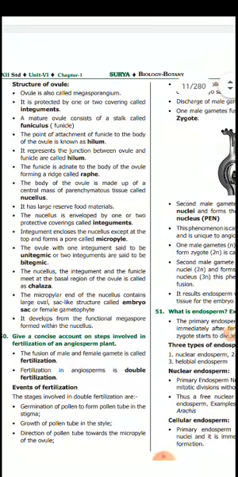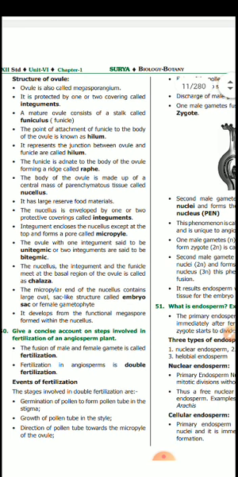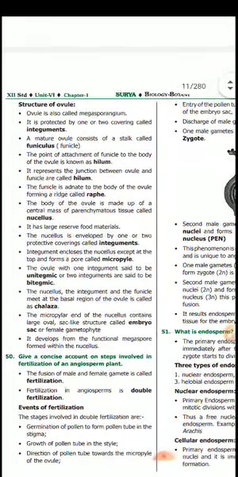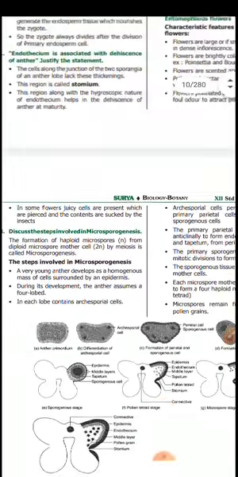Next, the micropylar end of the nucellus contains a large oval sac-like structure called the embryo sac. The embryo sac is otherwise called the female gametophyte. It develops from the functional megaspore formed within the nucellus. Everything happens in the nucellus only. So, another question.